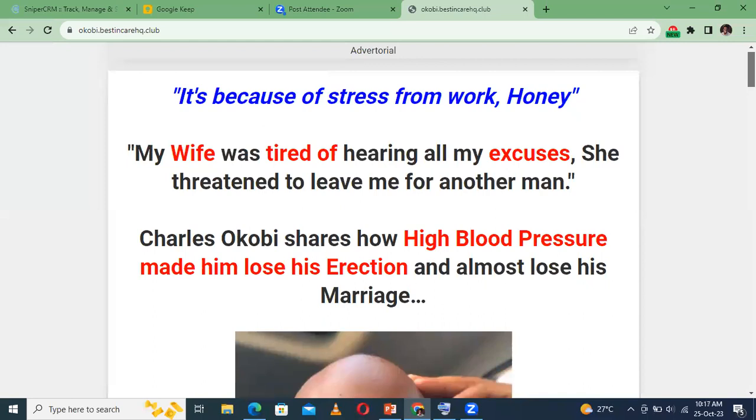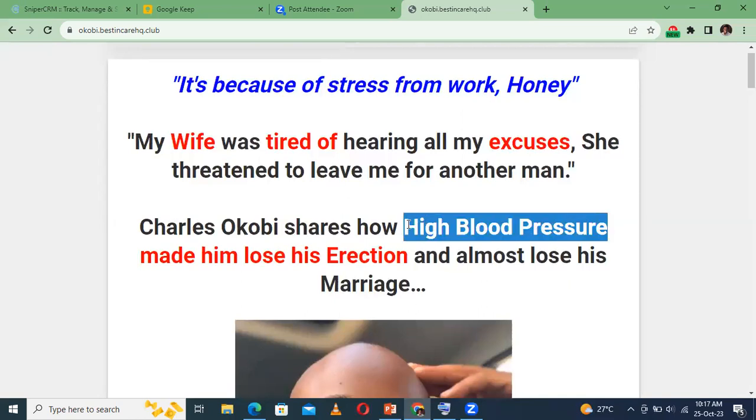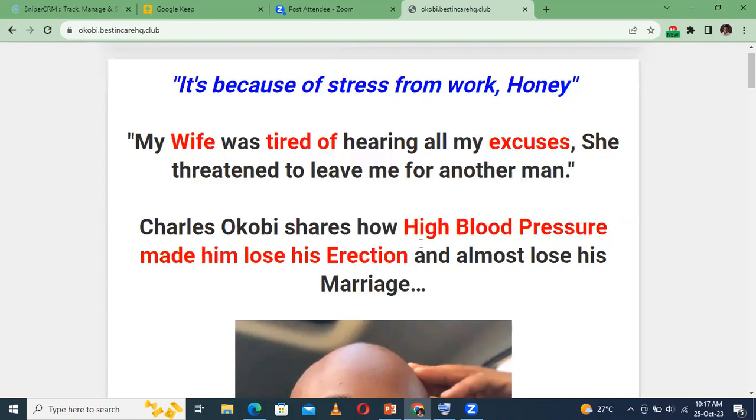This example I'm showing you is for people with high blood pressure that can't perform well in bed. So that's your target market in this situation.